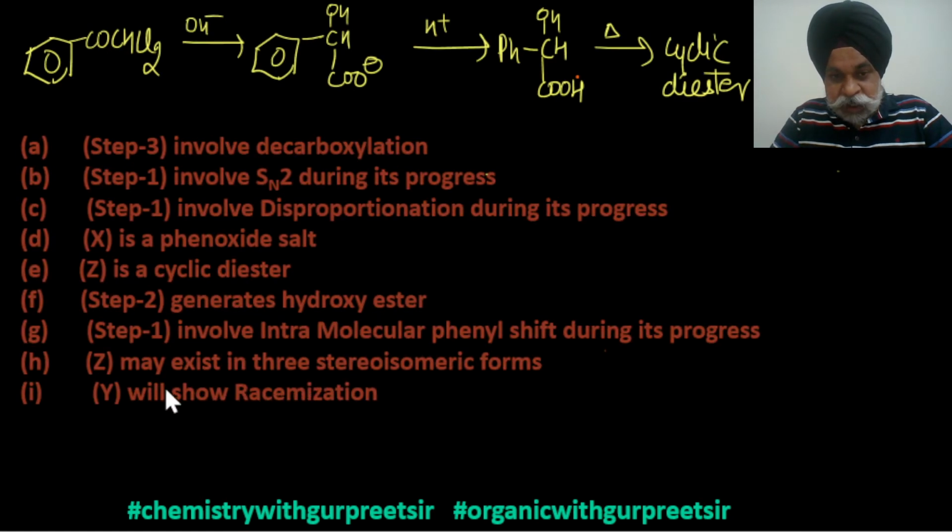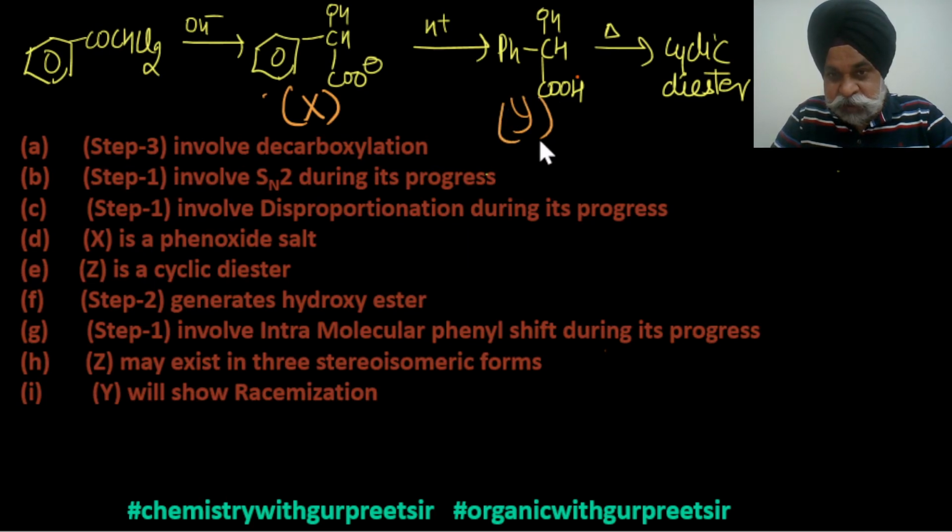So what next we also have to think about, because in one of the options they have asked us about Z. Now let me write what we have achieved till now. So this was X, we already have said about it, and this was Y, and this is Z. Now we have to do it very slowly.